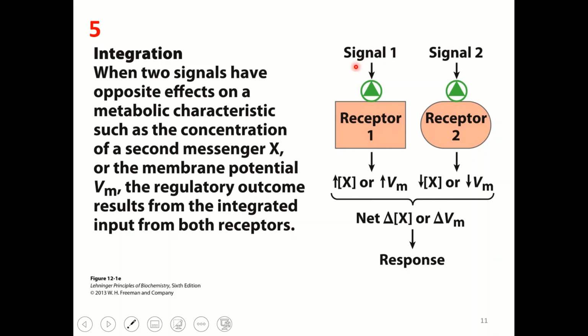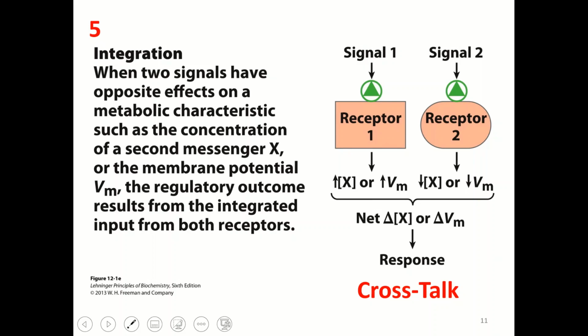In this example, we have signal 1 going to receptor 1 and signal 2 going to receptor 2, and the signals cause the opposite effect. In this case, the concentration of X goes up, or the membrane potential is going up. For receptor 2, the concentration of X goes down, or the membrane potential goes down. The net effect is the interplay between those two. This is also referred to as crosstalk.